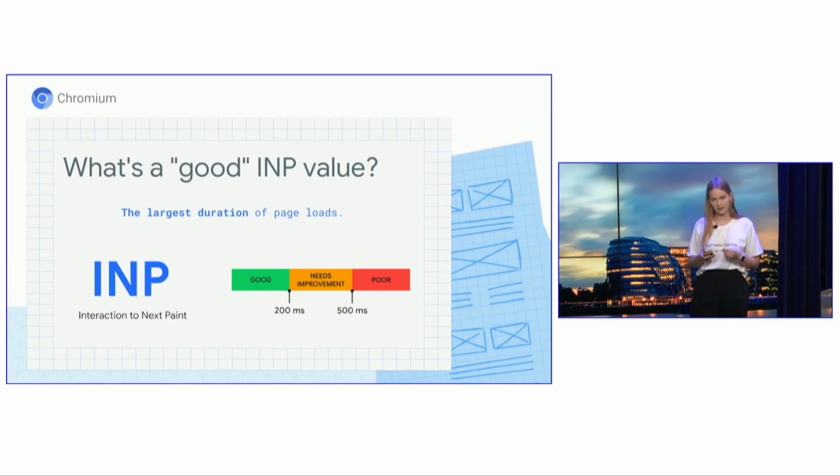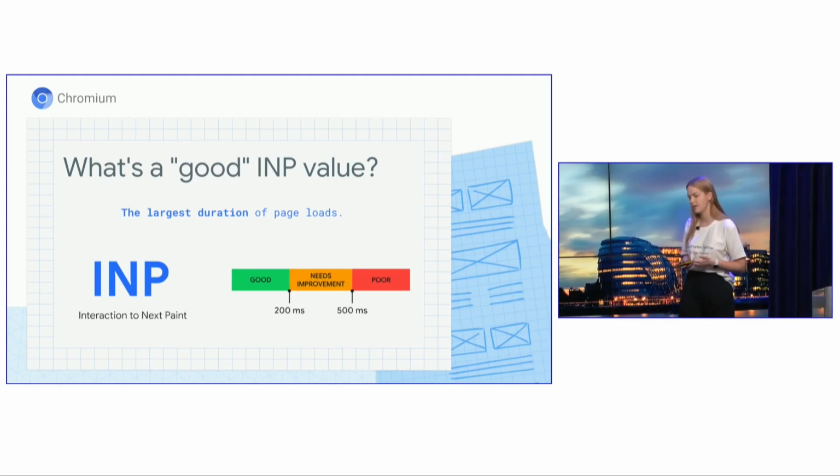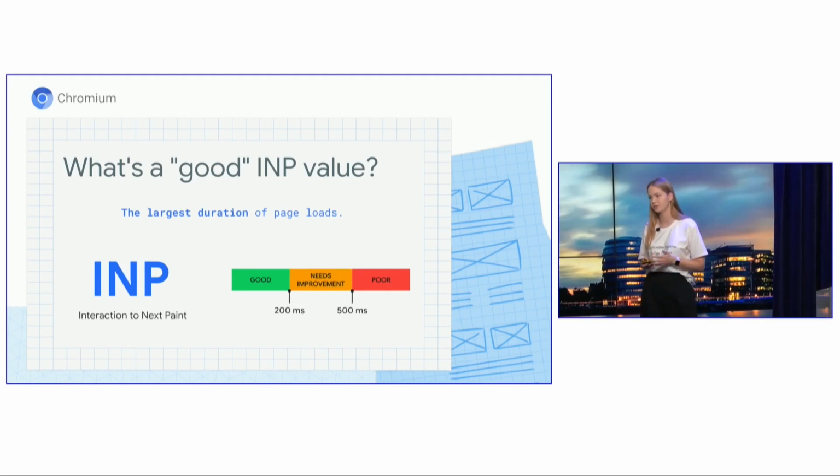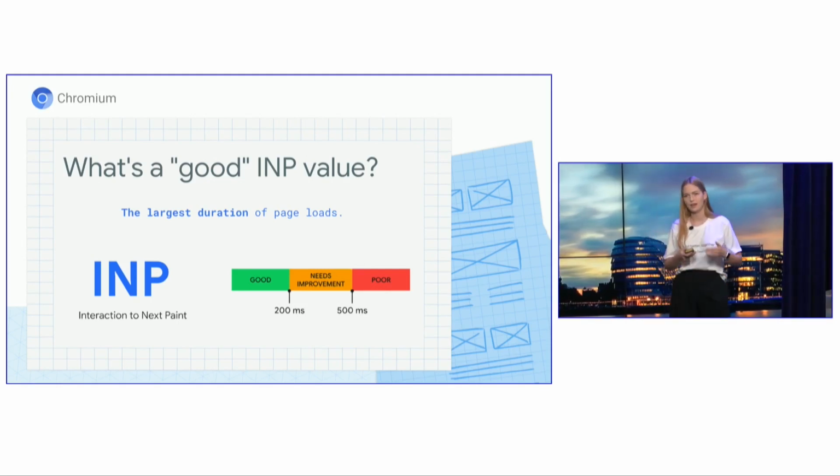But INP actually is one score, right? Because we have to assess responsiveness. So we calculate a bunch of interaction timings, and we take only the largest one. We say that a web page is responsive if it's below 200 milliseconds. If the INP score, the duration of the longest interaction timing, is between 200 and 500 milliseconds, we say that the web page needs improvement. And if it's above 500 milliseconds, we say, well, the web page does poorly in responsiveness.